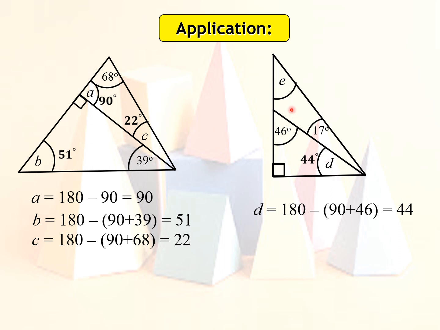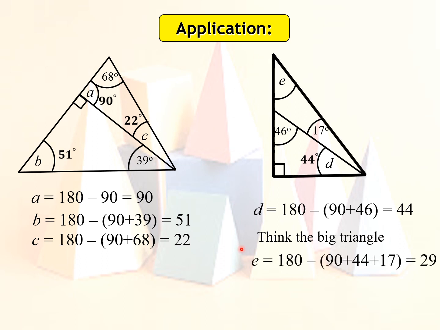And then to determine angle E, we are going to think of the big triangle. To determine angle E, 90, this one, 90 plus 44, which is your angle D, plus 17 in here. So we have to subtract it from 180 degrees. And angle E will be equal to 29 degrees.